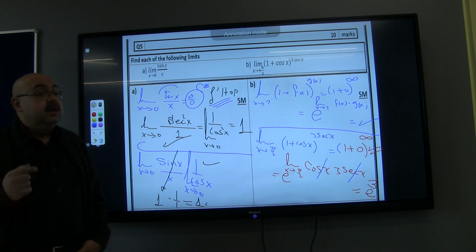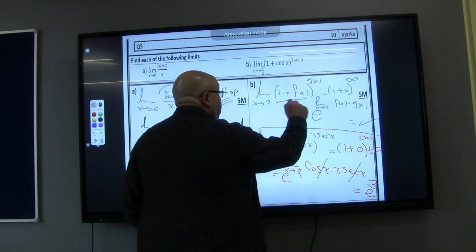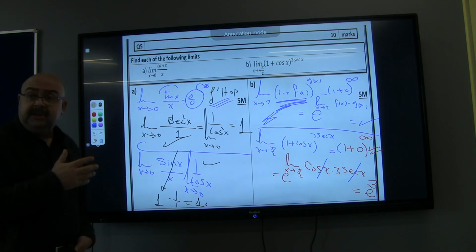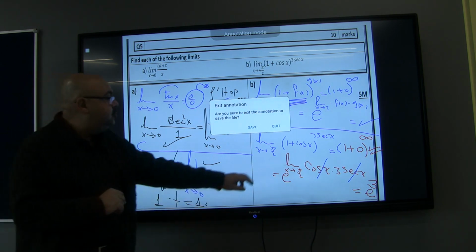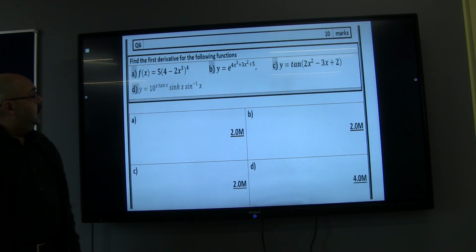Okay? This problem is really very nice, and the use of this law is important. Otherwise, we can use logarithms, which is going to solve everything related to limits. Logarithm is a very good tool in dealing with limits.